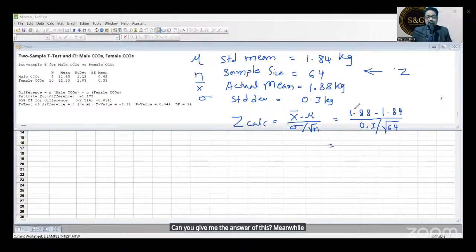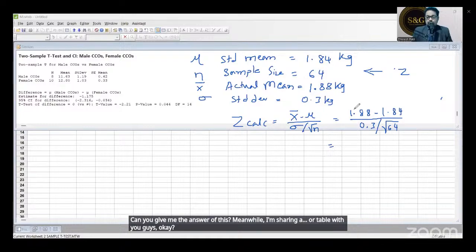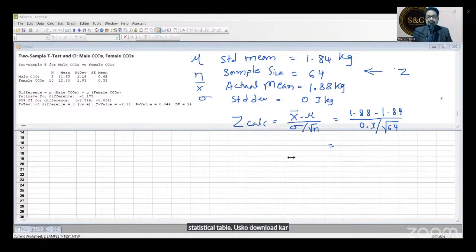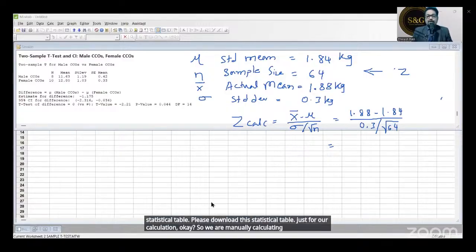Meanwhile, I'm sharing a statistical table with you guys, okay? Please download the statistical table just for our calculation. So we are manually calculating the p-value. How is this p-value calculated?